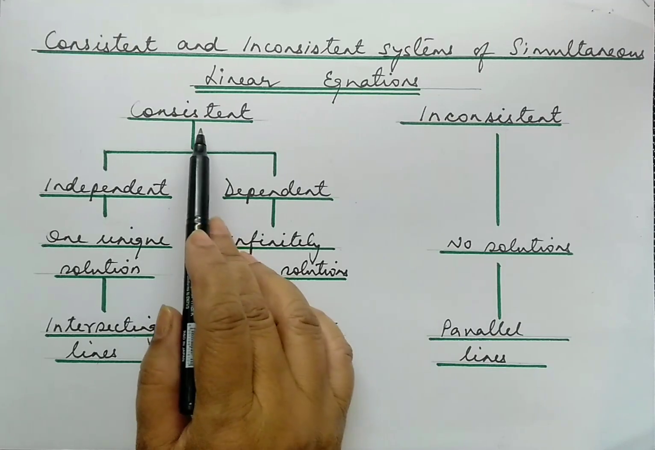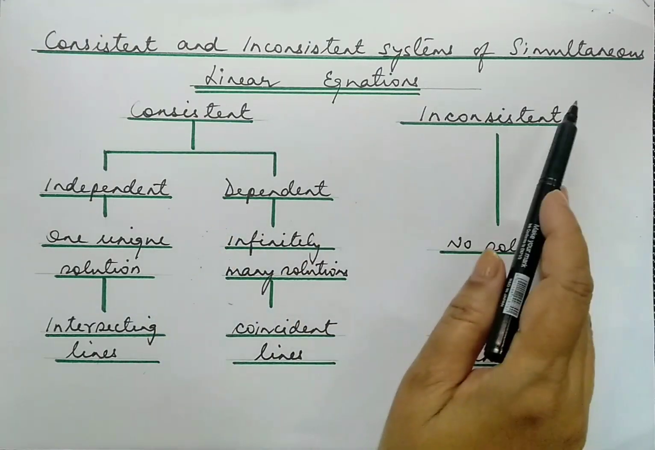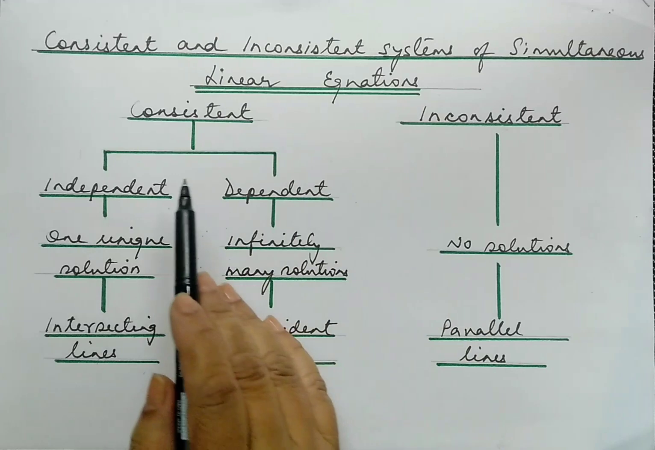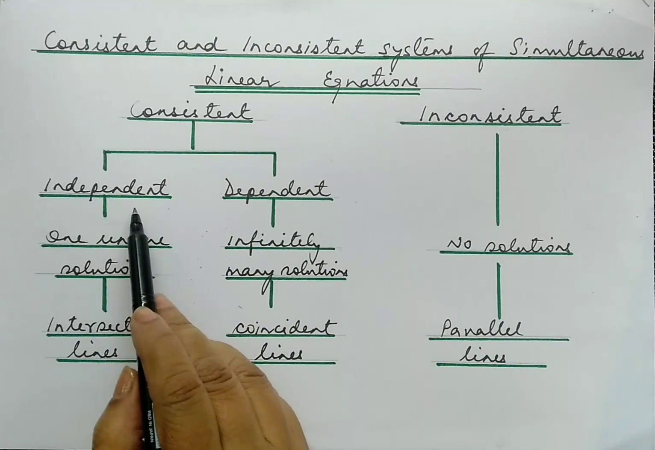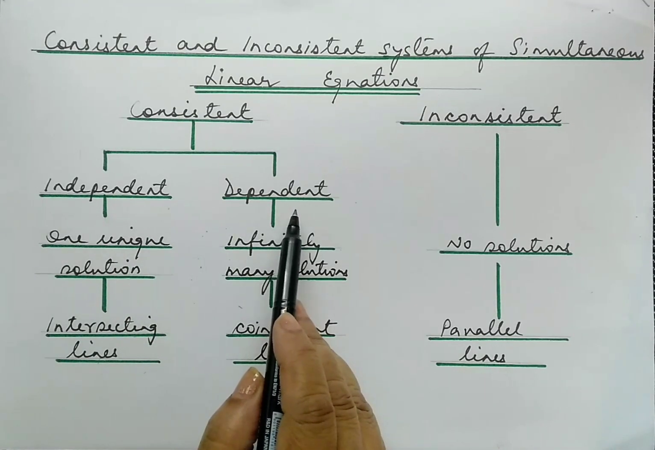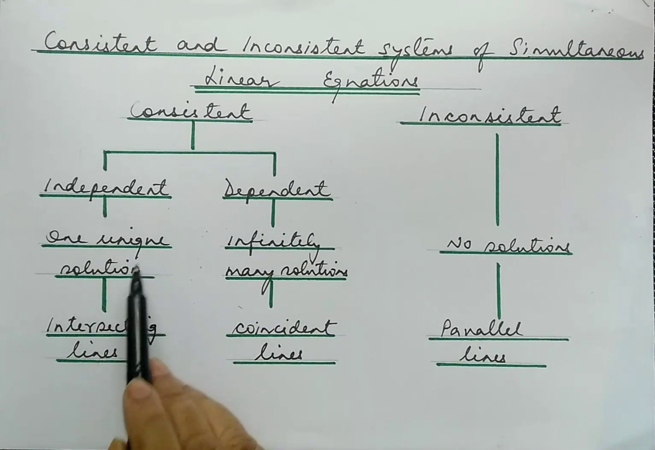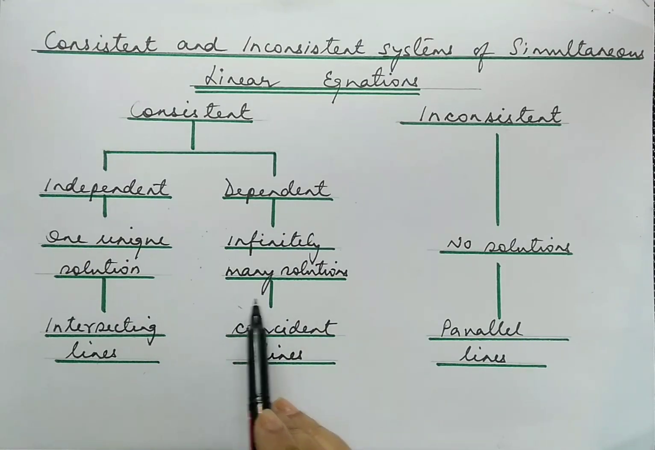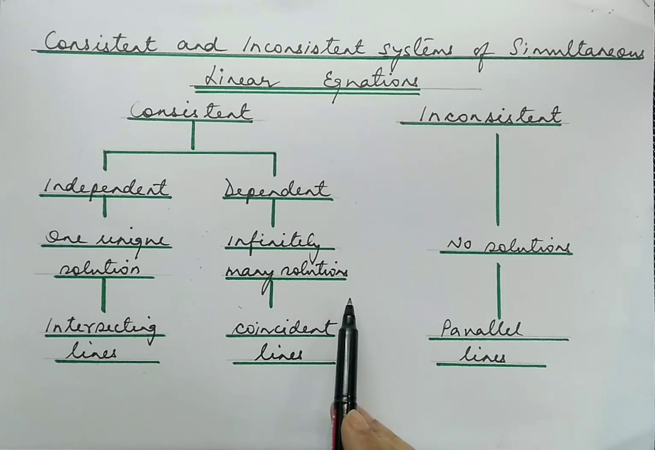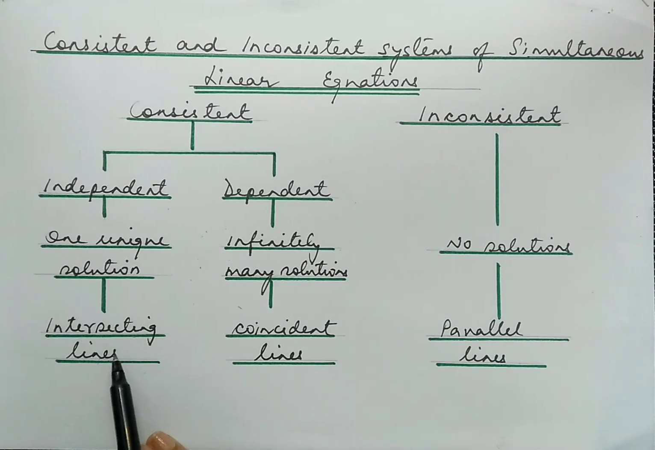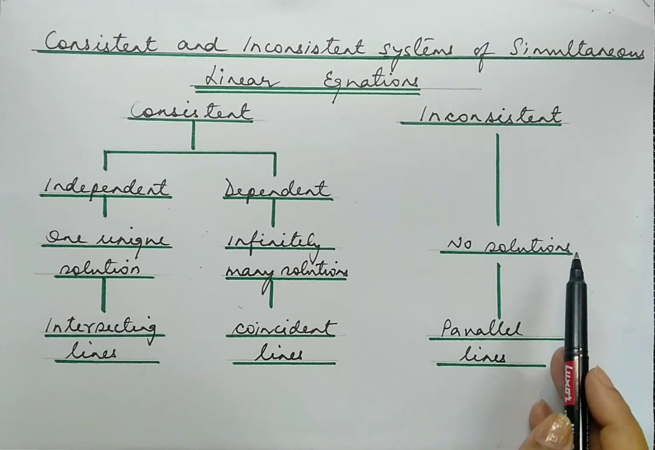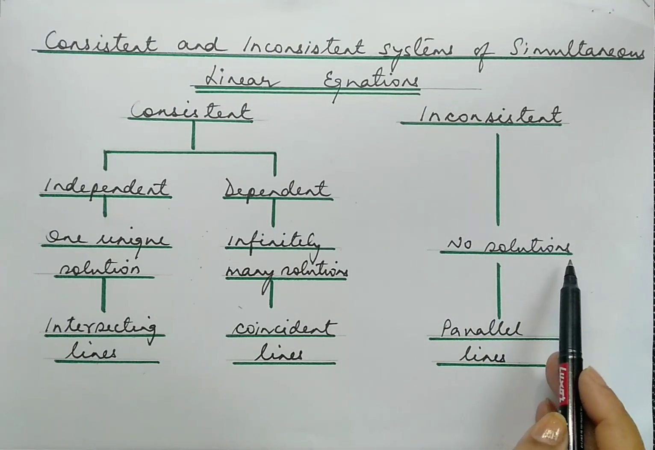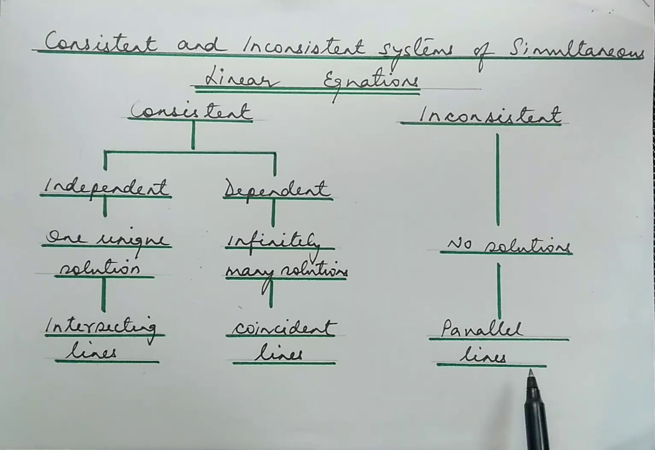Now, a consistent system of simultaneous linear equations can also be divided into two parts. While one is independent, the other one is dependent. While one gives one unique solution, the other one gives infinitely many solutions. While one is intersecting lines, the other one is coincident lines. In this case, the scenario is totally different. It does not produce any solutions and they are parallel lines.